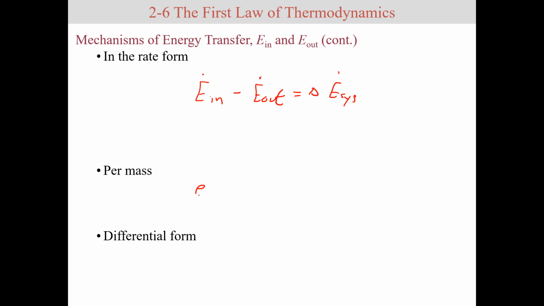If it was per mass, I would write it in this form. Or in differential form, where I would have the state-dependent variable, delta E system, written as dE, and the path-dependent variables written in delta form. Those are the different forms of how I can write my first law.